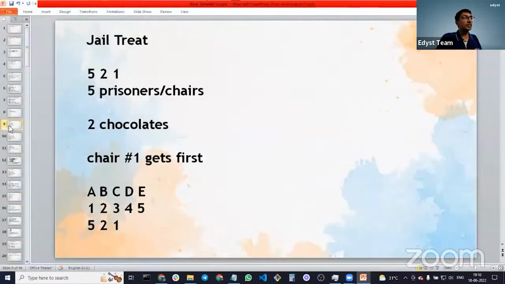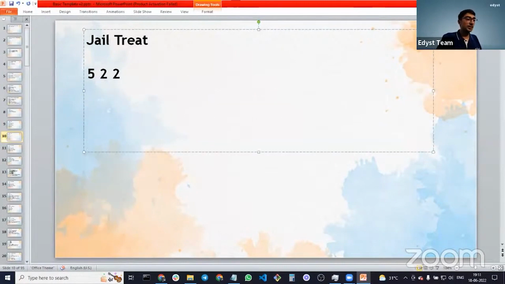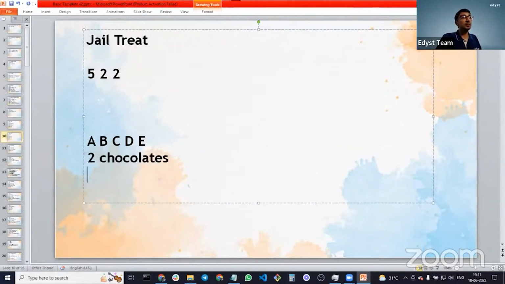If we go to the next test case and do something like this, which is 5 to 2, this means that A, B, C, D, E, 5 prisoners. That's 5. 2 is the number of chocolates. So you have 2 chocolates. And this time we are starting from number 2, which is B. From B.